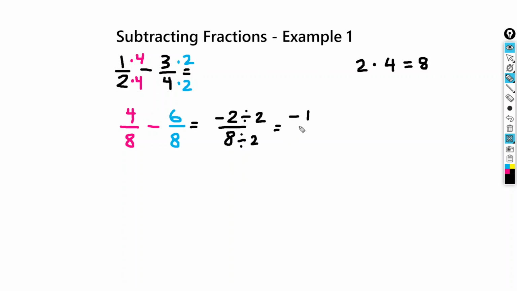negative 1 over 4. Sometimes you'll also see this written as just with the negative in front, negative, and then 1/4. And they're both the same because a negative divided by a positive is a negative, or 1/4 times essentially negative 1 is also negative. So your solutions could be written either way.